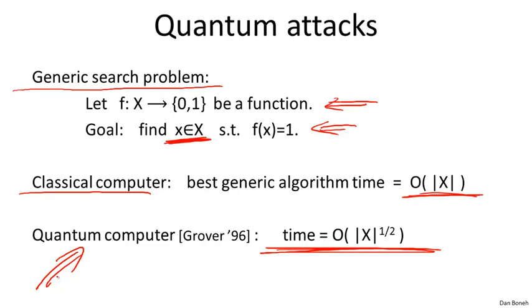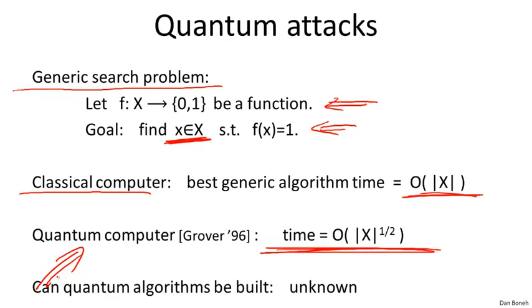Alright, so what does this have to do with breaking block ciphers? So far it's just a generic search problem. Well, actually, before I show you the application, I should mention that you might be wondering, can someone build a quantum computer? And this is still completely unknown. At this point, nobody really knows if we can build large enough quantum computers to actually take advantage of this beautiful algorithm due to Grover.